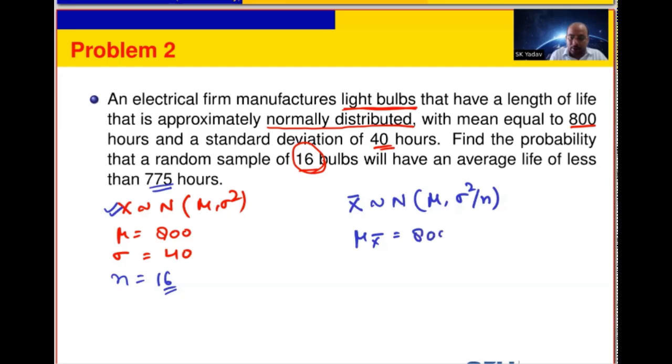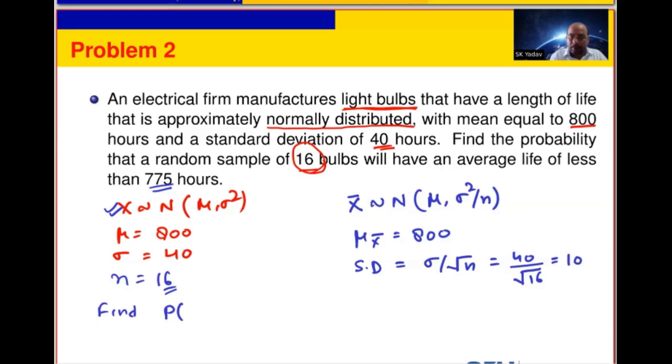So it is 800, and then the standard error, or standard deviation of x bar, which is sigma by root n. So here sigma is 40 divided by root of 16, which is 40 by 4, which is 10. Now what do we have to find? We have to find the probability that a random sample of 16 bulbs will have an average life of less than 775 hours.